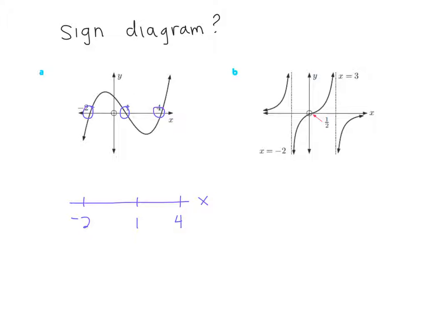On the left side of -2, all of my y values are below the x-axis, so it's negative. In between -2 and 1, it's above the x-axis, so y values are positive. Same logic over here, it's going to be negative, and on the right side of 4, it's going to be positive.